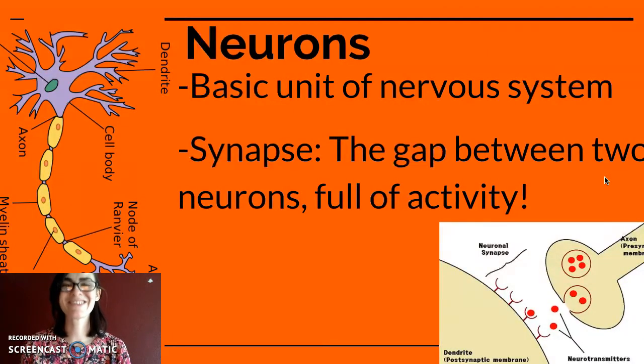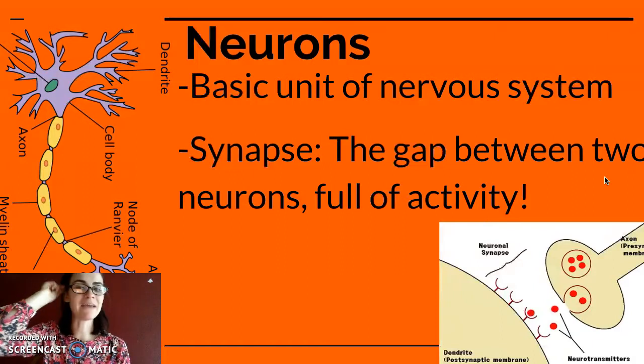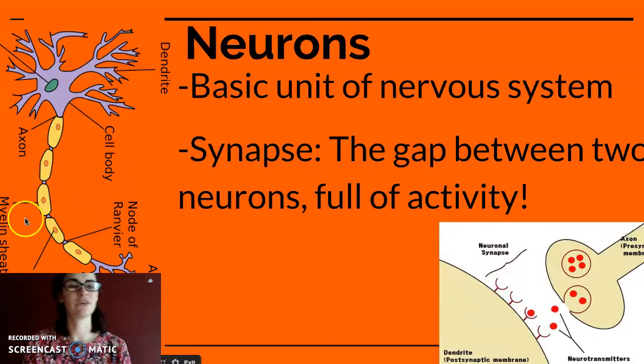Okay, so the central nervous system and the peripheral nervous system include neurons. Neurons are the basic unit of the nervous system, and you can see a picture off to the side of what a neuron looks like, but in a later video we're going to go into more details about the neuron. But between neurons there's what is called a synapse, and the synapse is basically a gap. It's really easy to think of these gaps as just empty space, but they are full of activity. There's a lot going on there.